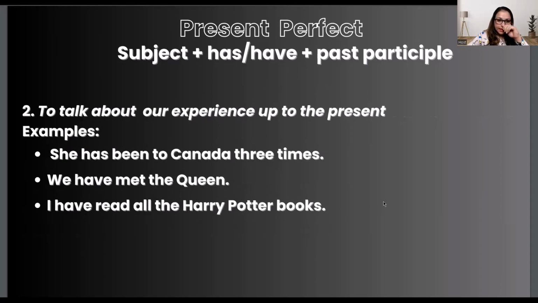And the next one is to talk about our experience up to the present. So she's been to Canada 3 times. That is just about your experience. Maybe in the future she will go again, but the point here is that she's been to Canada 3 times. I've been to Goa 3 times. I've been to McLeodganj 4 times. So it's how many times you've been to that country or that place.